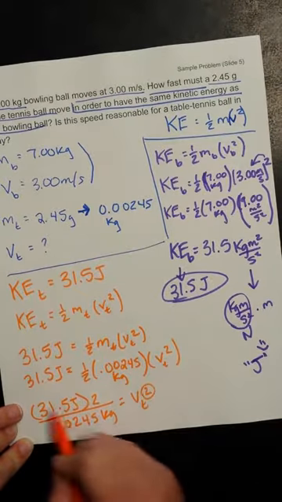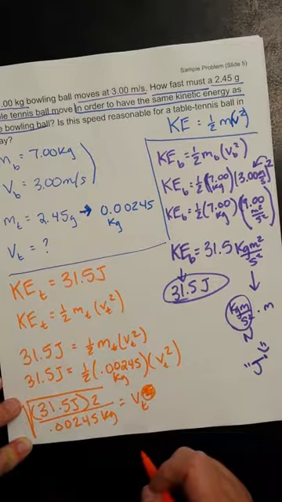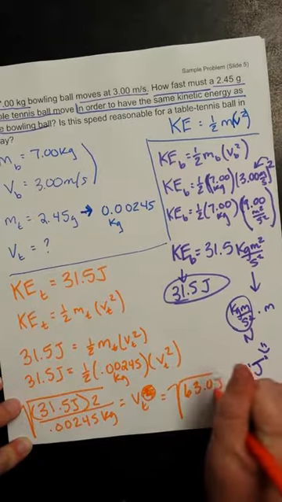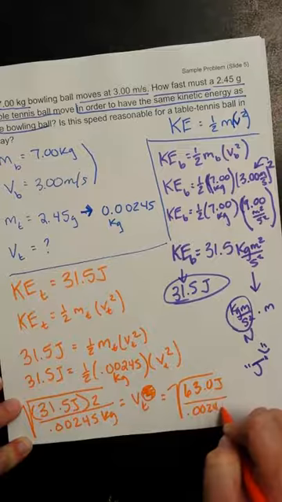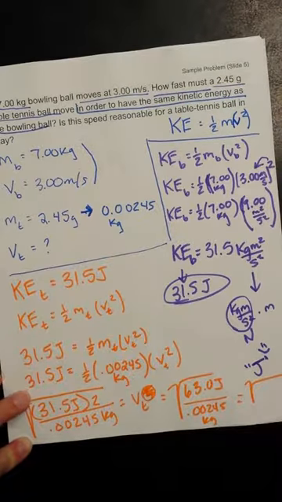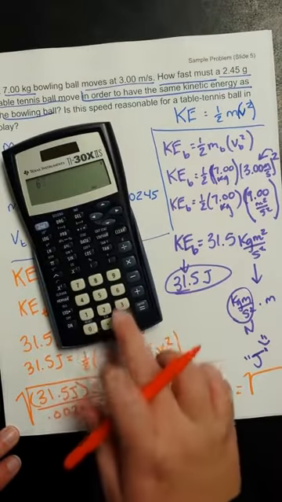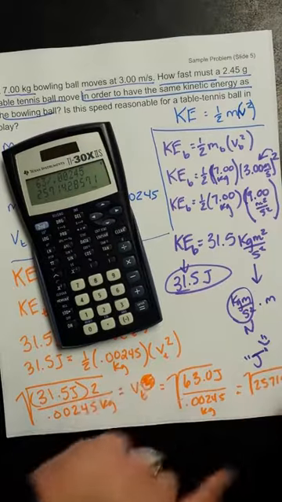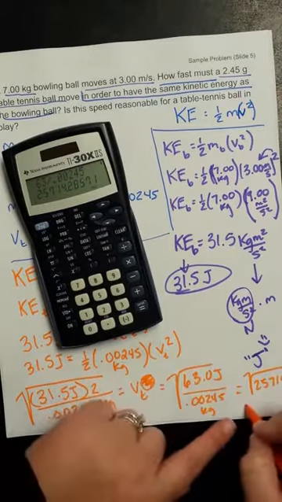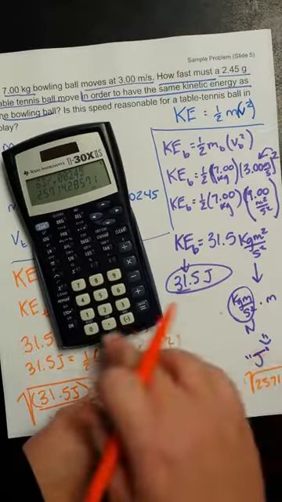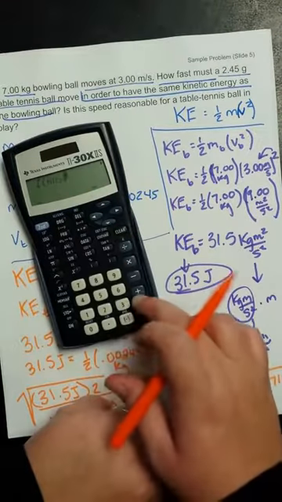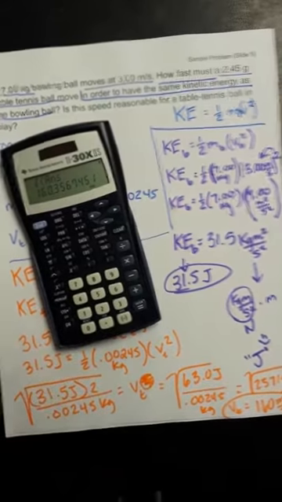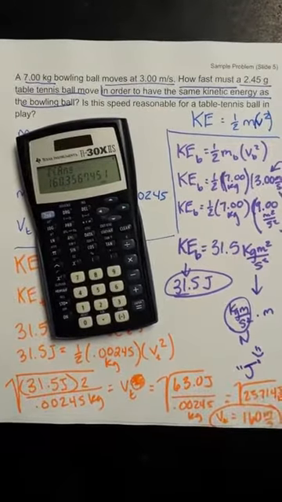We still have the square here, so go ahead and write that you need the square root of that value so that you know you're finding Vt. So 31.5 times 2 is 63 joules divided by 0.00245 kilograms. So it's going to be the square root of 63 divided by 0.00245, so the square root of 25714. This is joules per kilogram. So V for the table tennis ball is going to be the square root of that, and it's about 160 meters per second. So 160 meters per second is how fast that ping pong ball really would have to go to have the same kinetic energy as this bowling ball.